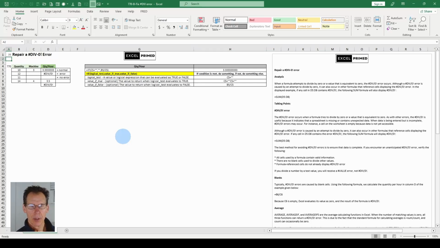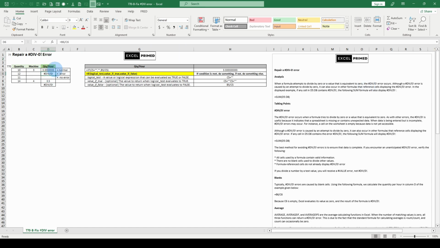What are div errors? Well, in short, whenever you try to divide by 0, you're going to run into a div error. When a formula attempts to divide by 0, or a value that is equivalent to 0, you're going to get this div error.